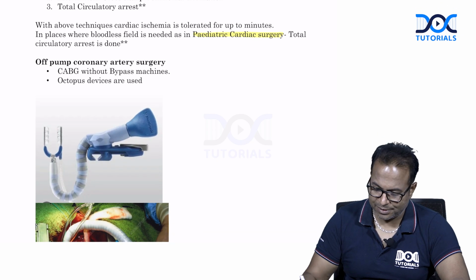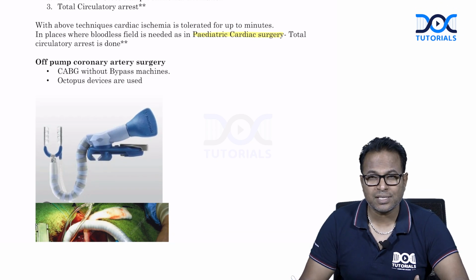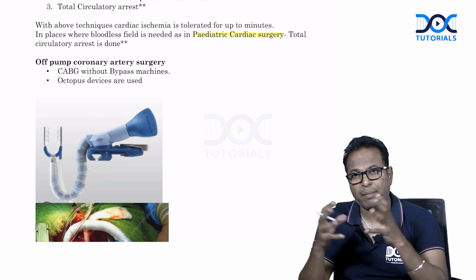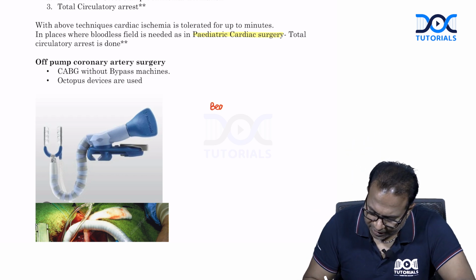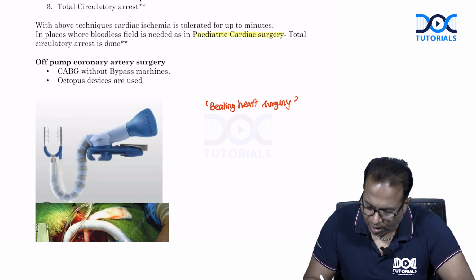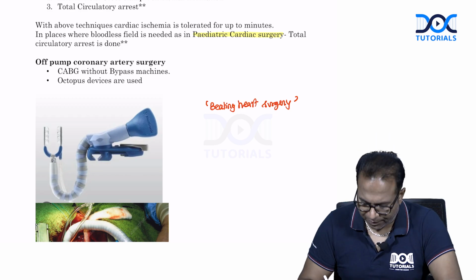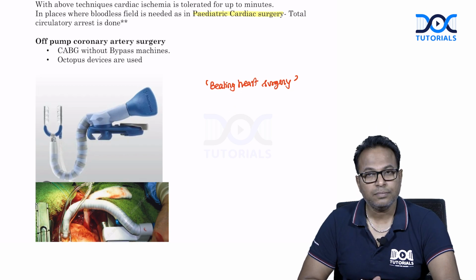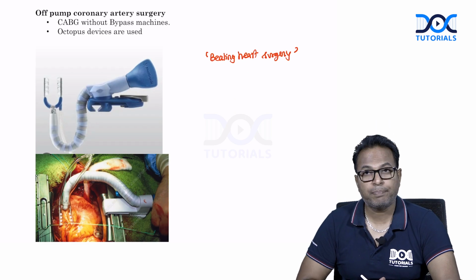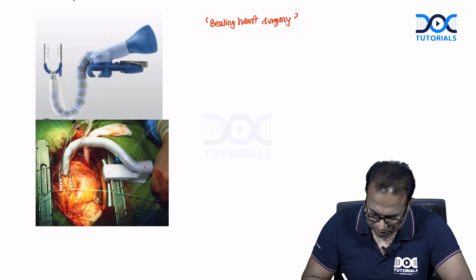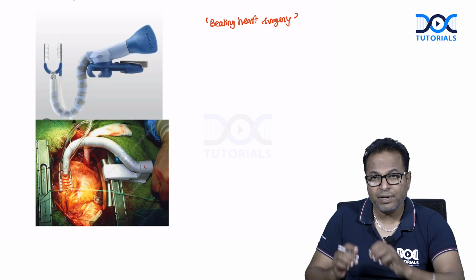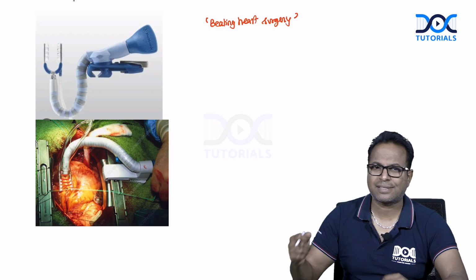A new update is that a new technique has come in with which we can operate on a beating heart. This is what we call beating heart surgery. You would have heard about it. We are not going to stop the heart beating. The heart will be beating, and we will use a special device for off-pump coronary artery surgery, an Octopus device like this. We put this Octopus device like this and do the bypass in a relaxed way.